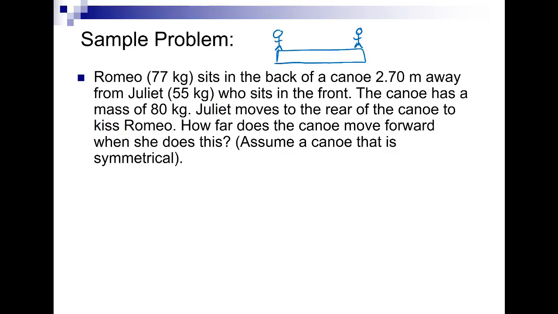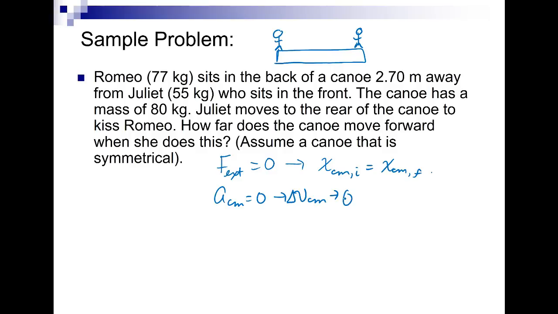Okay? Well, this just means that since F external is equal to 0, this means that x center of mass before the collision will be equal to x center of mass after the collision. Now, why does this happen? Well, this occurs because a center of mass is equal to 0, which means that the change in v center of mass remains 0, and if it starts at rest, it ends at rest, and that leads to this.